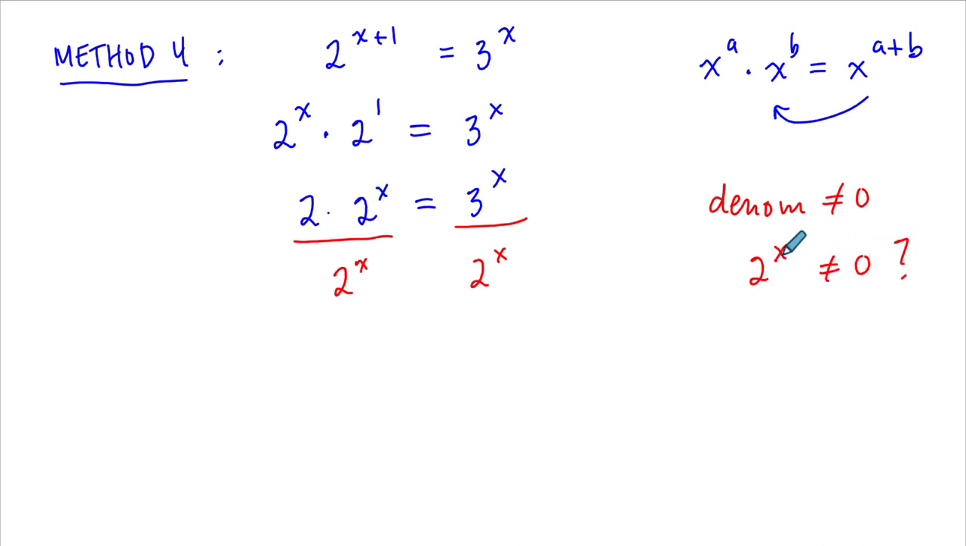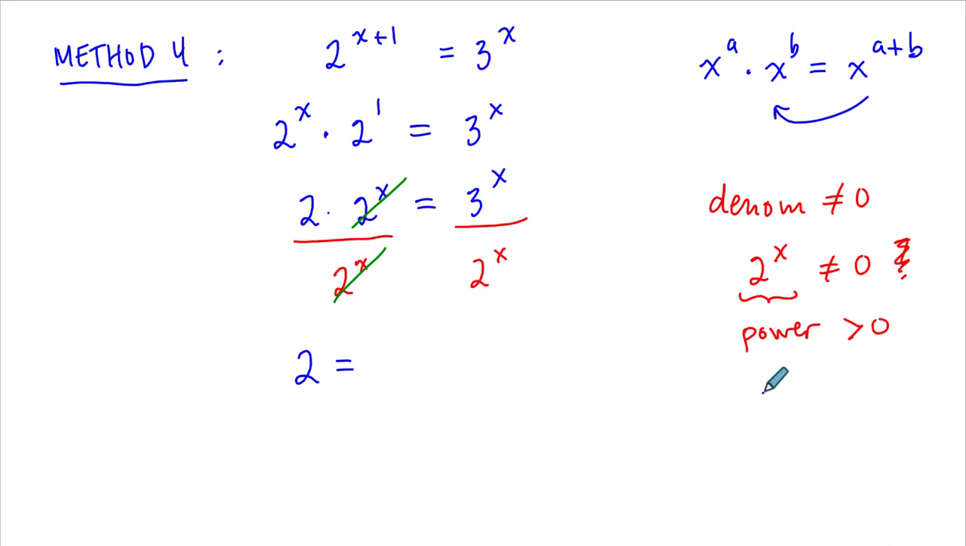Well, 2 is a base and x is an exponent, so this quantity is a power. And we know that powers must be positive, and a positive number never equals 0. So 2 to the x indeed does not equal 0, so we are allowed to divide by a positive quantity. So when we see this, now we're one step closer to solving for x because all of the x's are on the same side.